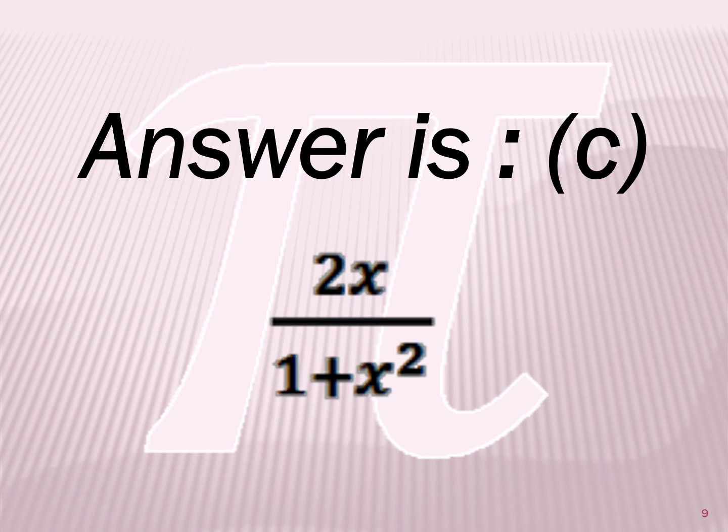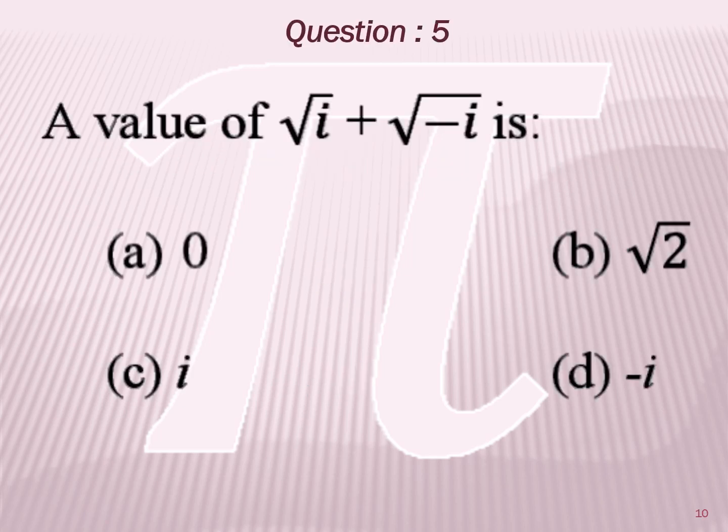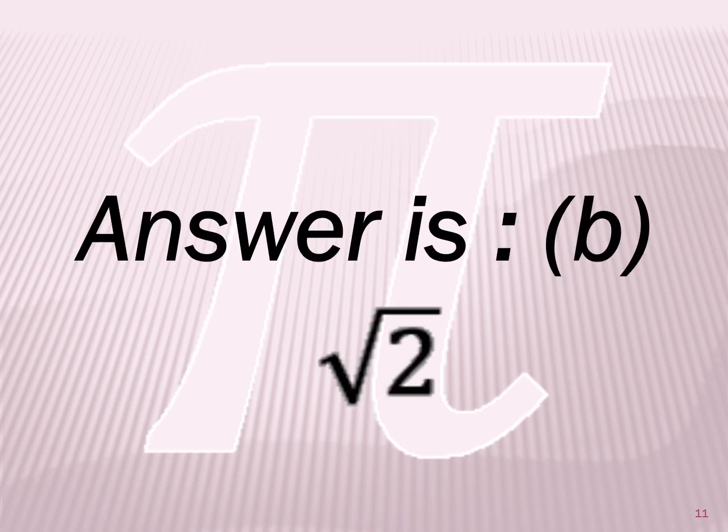Now, ready for the next question. The value of root iota plus root minus iota is option A, 0, option B, under root 2, option C, iota, option D, minus iota. The answer to this question is option B, that is root 2.